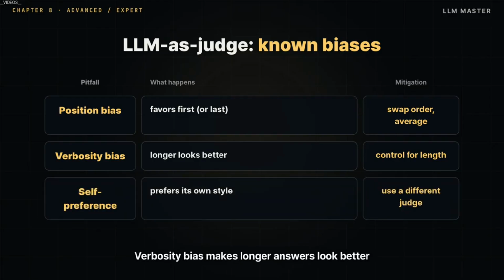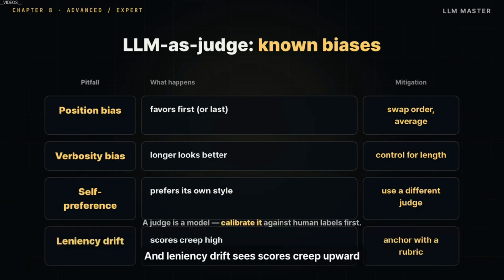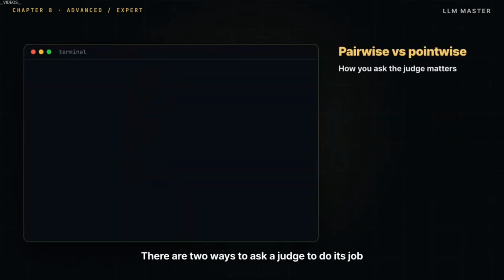Verbosity bias makes longer answers look better regardless of quality, so control for length. Self-preference means a model tends to rank outputs in its own style higher, which is why judging with a different model family is safer. And leniency drift sees scores creep upward unless you anchor them to a concrete rubric. Above all, calibrate. Before you trust a judge, check its verdict against a set of human labels. If it doesn't agree with people on cases you understand, it won't on the ones you don't. There are two ways to ask a judge to do its job, and the choice changes how much you can trust the answer.